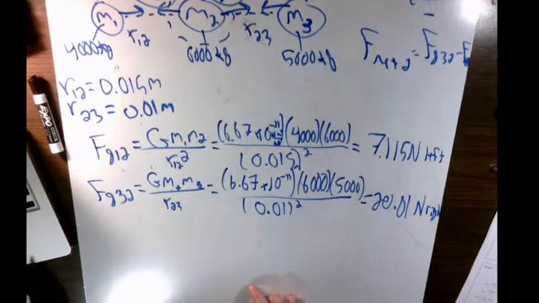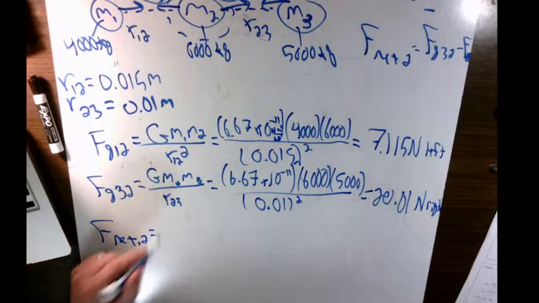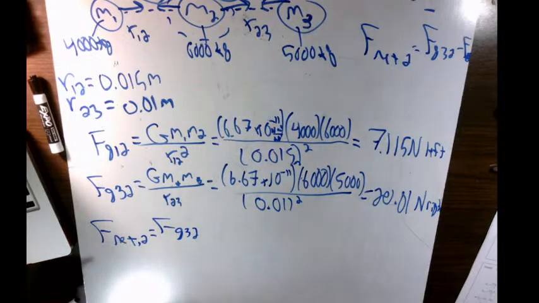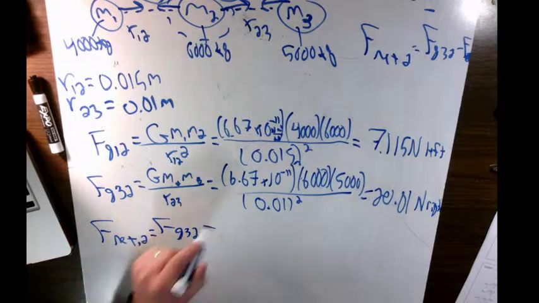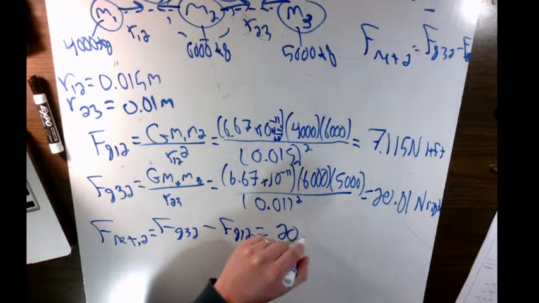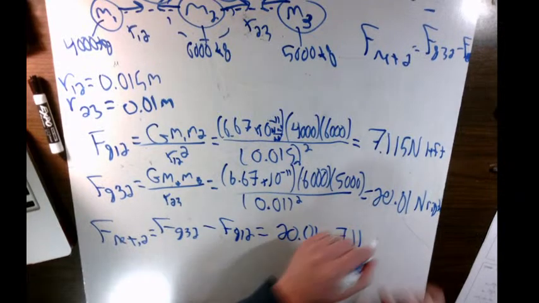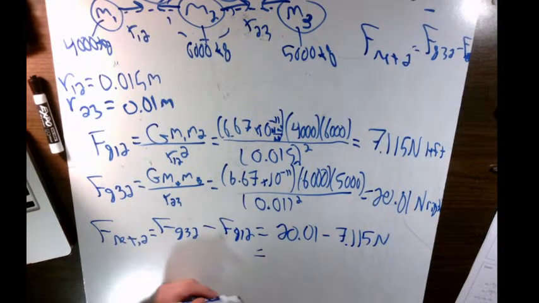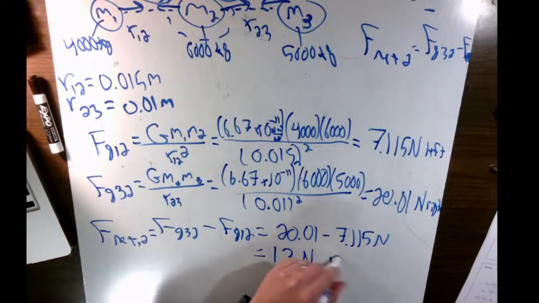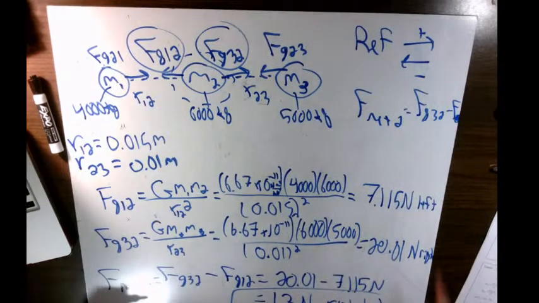So we can find our net force now. F net acting on 2 is equal to the force of gravity of 3 on 2, that's acting to the right, and we're going to subtract the one that's going to the left, our 1 on 2. So we have 20.01 newtons minus 7.115 newtons, giving us a net force of 13 newtons to the right, as it is a positive answer and our reference system was right is positive.